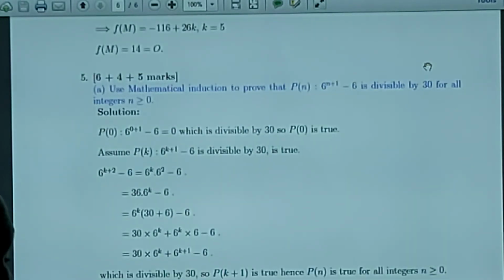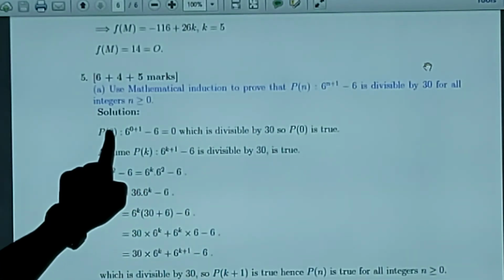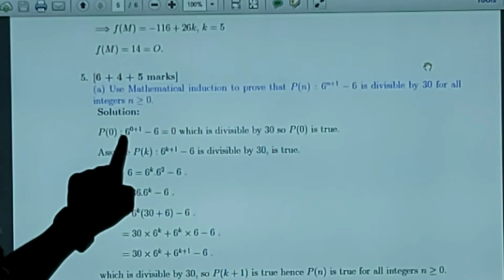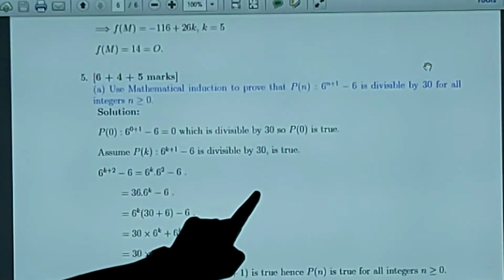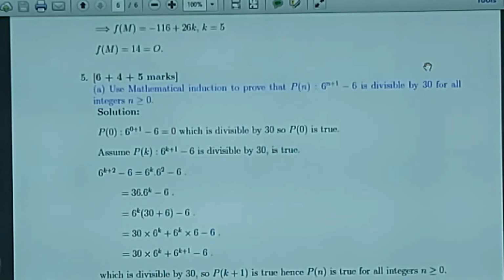Now, for induction, many of you had problems because you are using the wrong definition. You cannot say P of 0 equals. It's not equal. I'm not using equality. Statements are never equal, they're equivalent. That's another problem many of you had. So, please, guys.